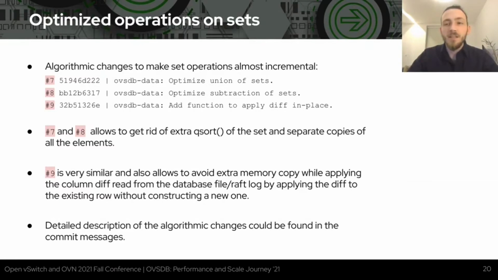7 and 8 allow us to get rid of extra quicksort and separate copies of all the elements. Now we can just move the memory and basically copy only things that were added or removed. Number 9 is very similar, but also allows us to avoid the extra row copy while applying the column diff read from the database file. Detailed descriptions of all the algorithmic changes can be found in the commit messages. We're not providing them here to save time.